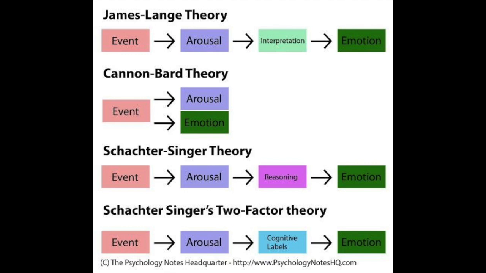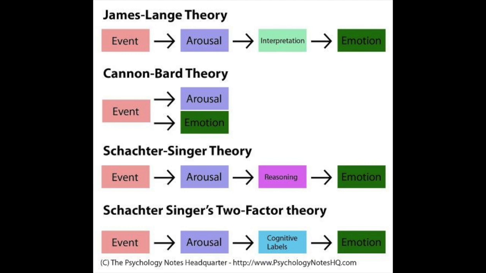So there actually is some research that supports this theory. In one study, participants were told they would receive an injection of a vitamin, but really they were given epinephrine, which is a drug that increases heart and breathing rates. And then each participant was put in a situation with a confederate, which is a person that is kind of working with the researcher, like an actor, but the participant doesn't know this. The confederate either acted happy or angry.